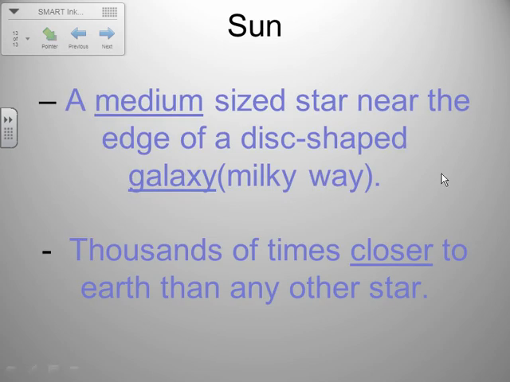Okay, and to close this out, we're going to review again a little bit of information about our sun. So again, our sun is a medium-sized star near the edge of a disc-shaped galaxy, our galaxy that we call the Milky Way. These are also called main sequence stars. Medium-sized stars are main sequence stars, which make up the majority of your HR diagram. And then the last thing about the sun that you need to understand is that the sun is thousands of times closer than any other star.